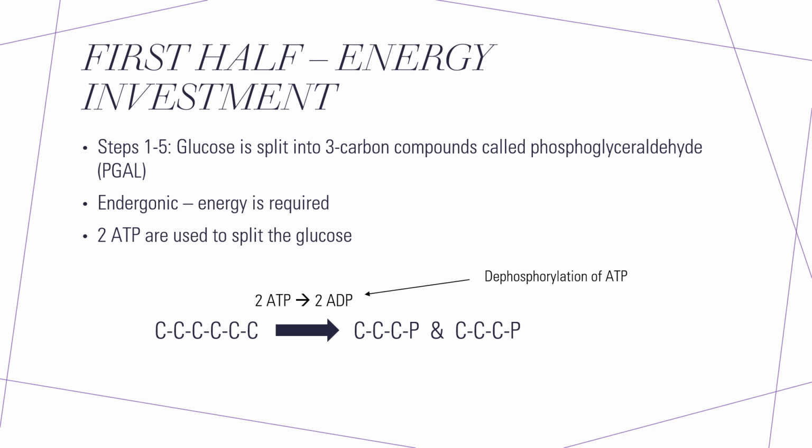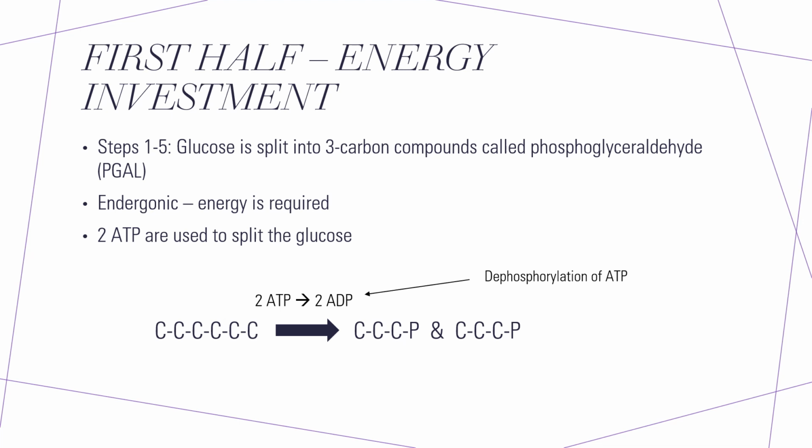Glucose is obviously more than just 6 carbons, since its chemical formula is C6H12O6, but I just wanted to focus on the carbon backbone here on the slide because that's the main part that changes. So the 6 carbons split into 3 each, and as indicated by the P attached to both 3 carbon compounds, there's also a phosphate group that gets transferred to each PGAL, each phosphoglyceraldehyde, from the dephosphorylation of ATP into ADP.